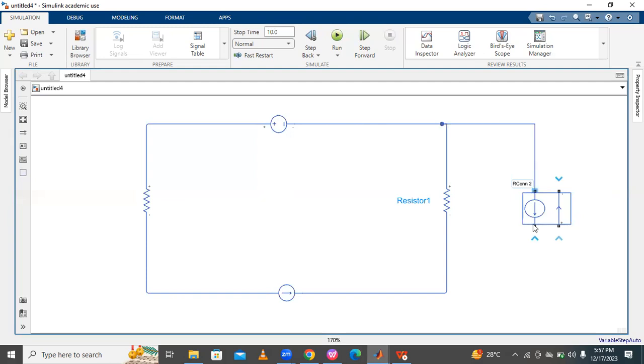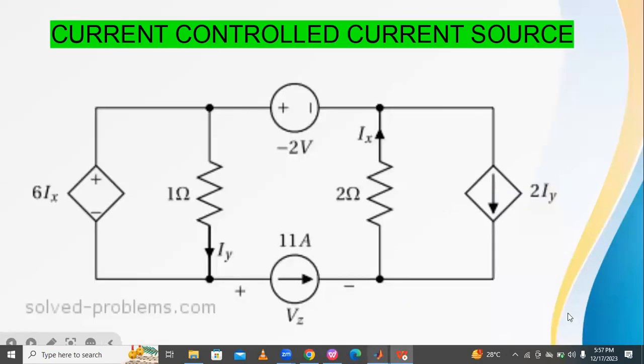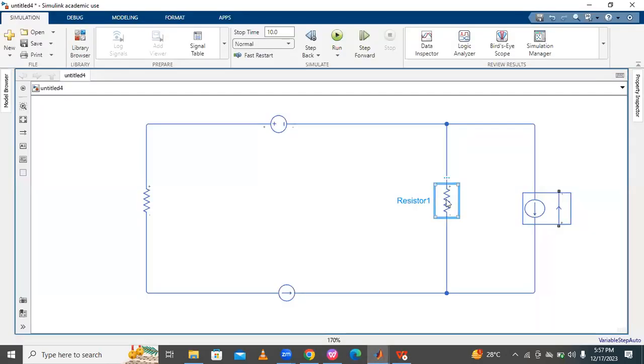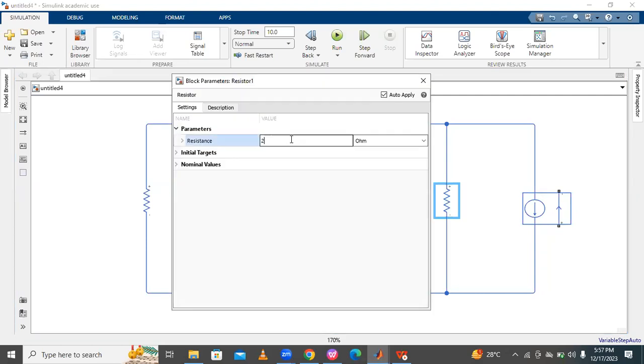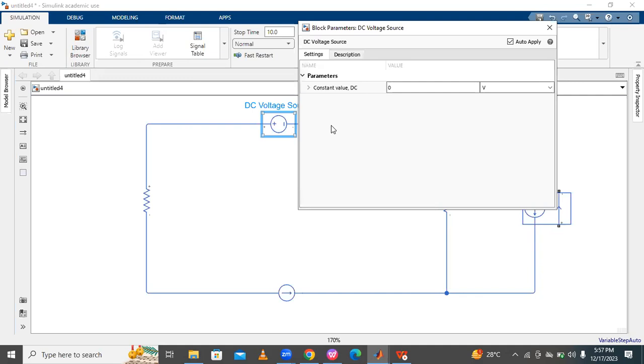Place here this dependent current source. How much resistance of this current source? 2 ohms. Here 2 ohms. Open this resistor. Right here 2 ohms. Okay. And here right here 2 ohms. And what is this voltage source? Minus 2 volts. Okay, minus 2 volts. Right here minus 2.